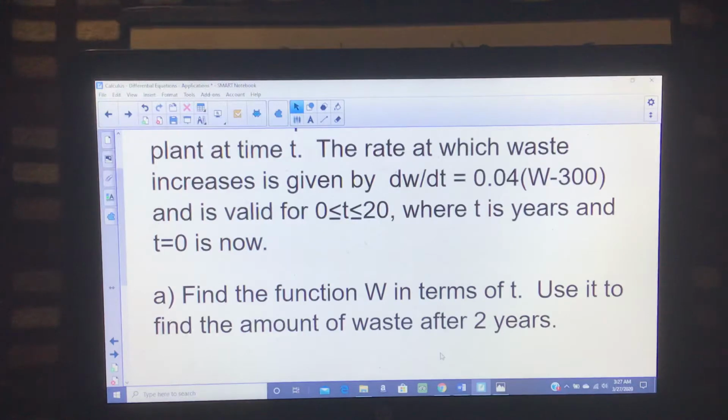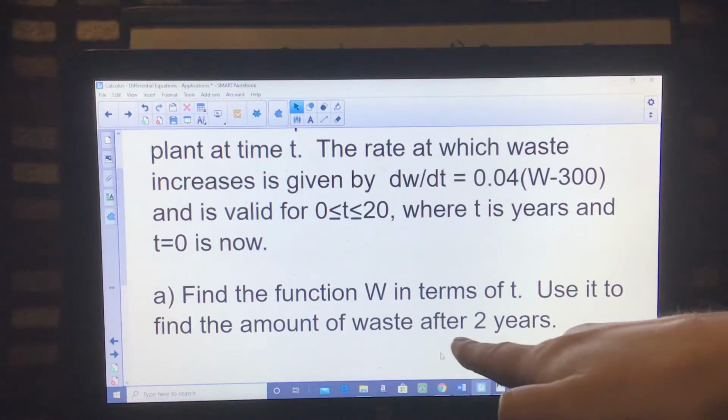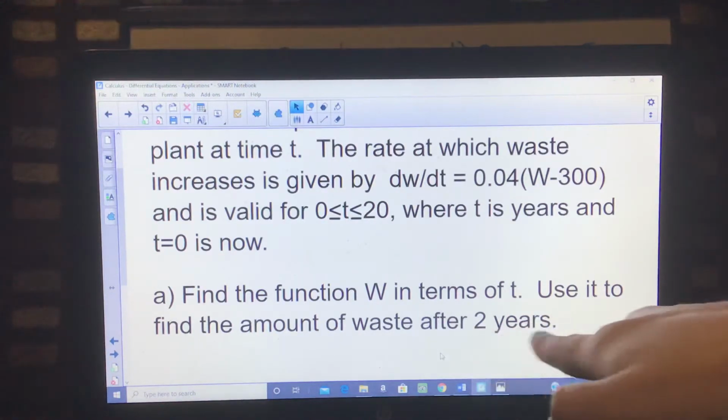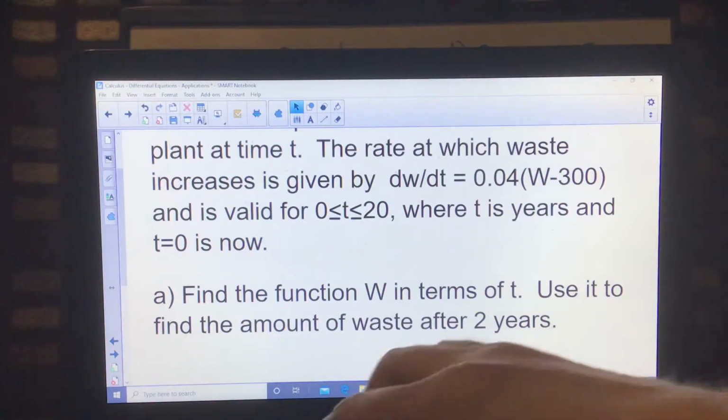Now, I have the work on the back board. I ran out of space because I tried to cram A and B together. So the actual numerical answer isn't given, but I get to the point where we get the function, and all we've got to do is plug in 2. So I'll show you the answer out of the calculator.